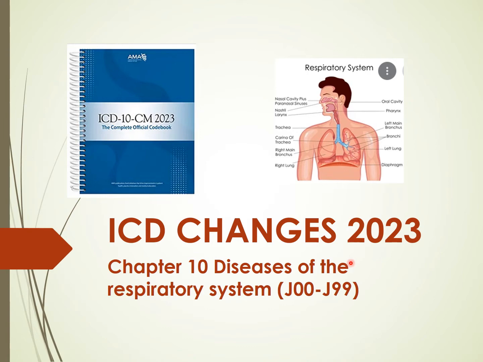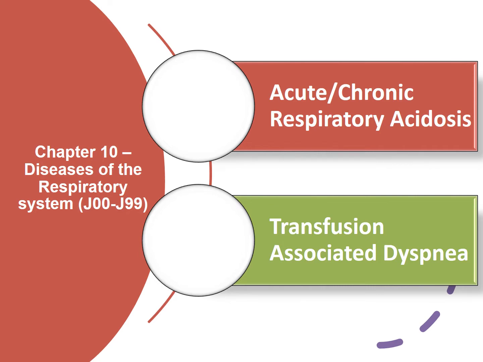Hi viewers, in this video we will see chapter 10 ICD changes for the year 2023. Chapter 10 is diseases of the respiratory system. This category starts from J00. Coming to the changes, for acute respiratory acidosis and chronic respiratory acidosis, there are specific codes in 2023. And a new code has been created for transfusion associated dyspnea.